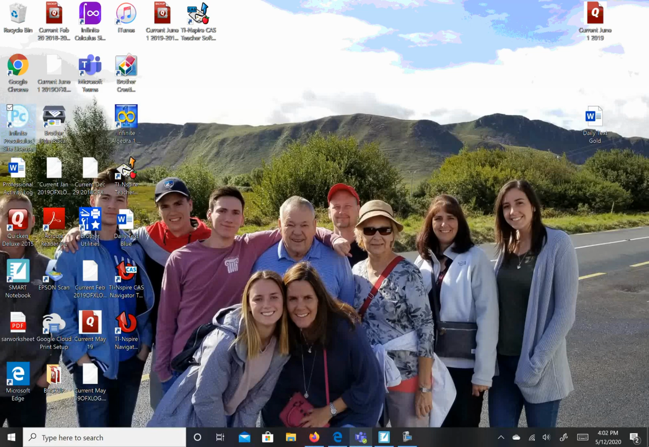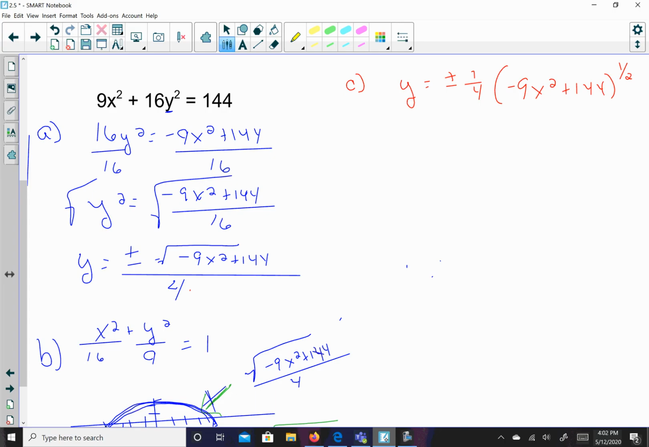So now when I do that, there's my lovely family again. I am going to use the chain rule. I'm going to have plus or minus, here's that 1/4, then I'm going to bring the 1/2 down, so 1/2, this whole thing is going to be raised to 1 less power, so 1/2 minus 1 will be negative 1/2, and then I'm going to take the derivative of what's inside here, which is negative 18x.